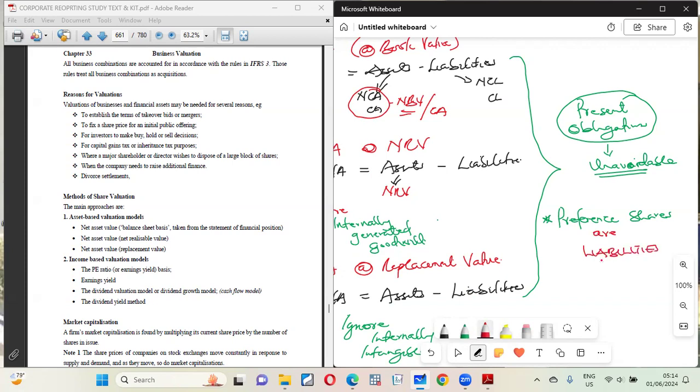Why do we say that? We said preference shares are liabilities. Why? Because they receive a fixed rate of dividend. The company has an obligation to be paying them their interest. And when it is redeemable, you are under obligation to pay them their principal or their redemption value.